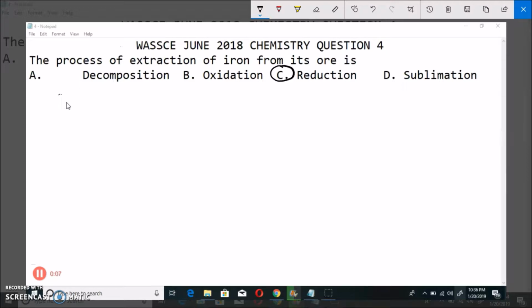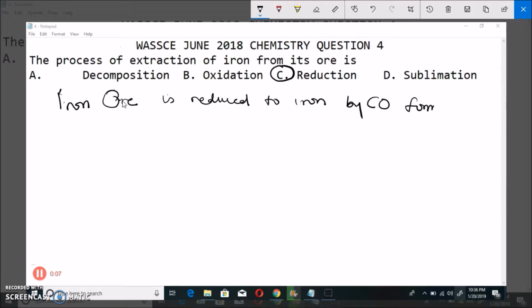So we know that iron ore is reduced to iron by CO, which is carbon monoxide. This is the process of extraction of iron from its ore.